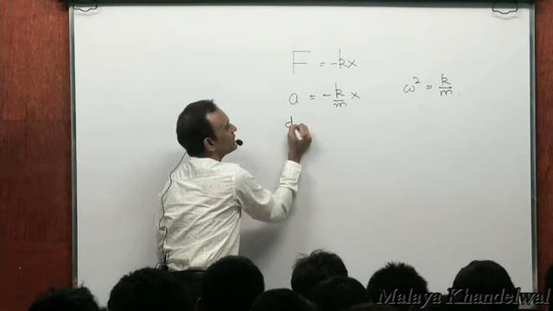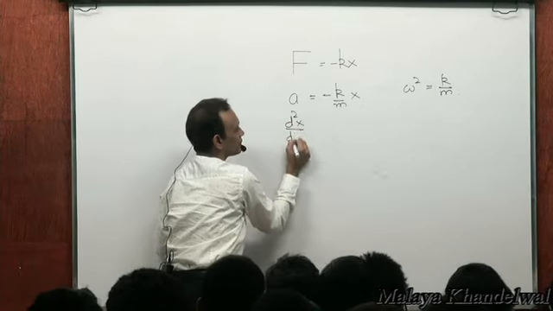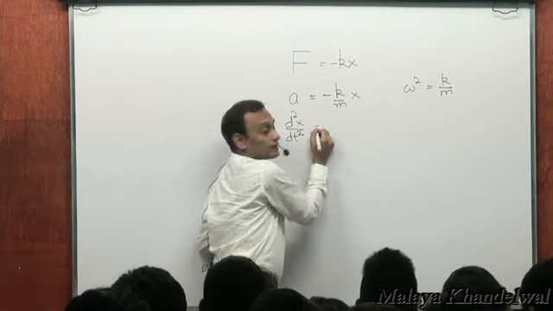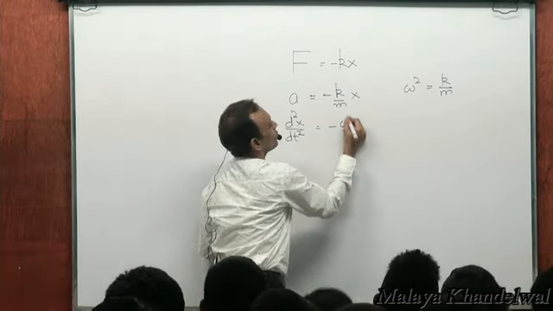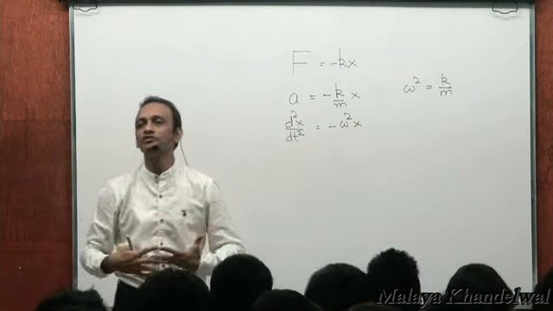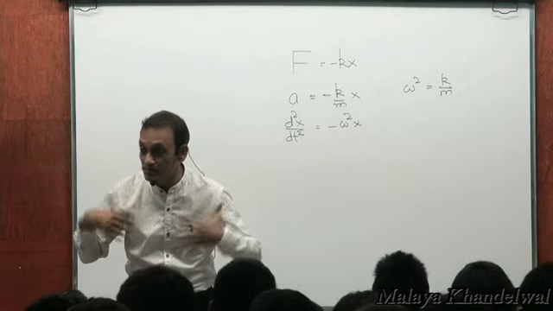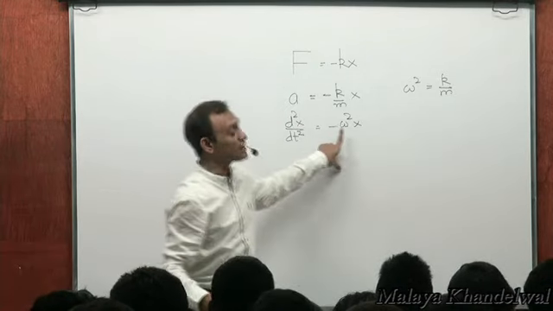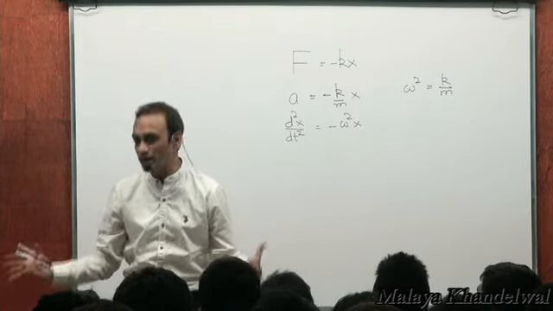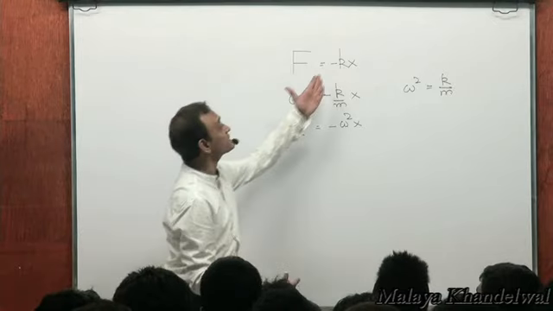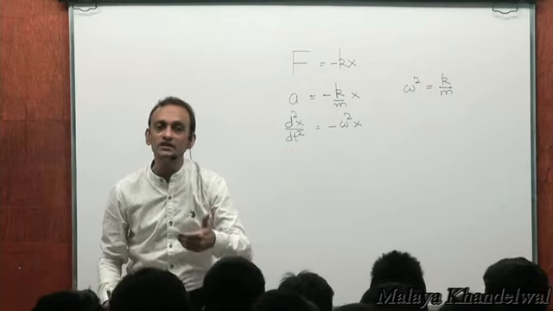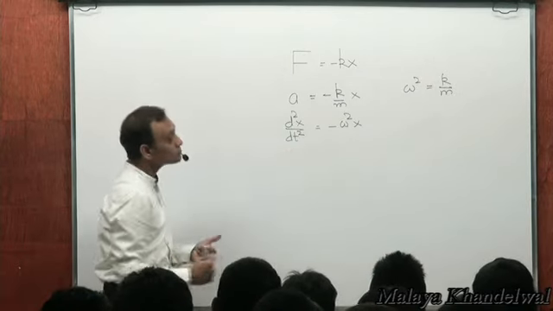This a was actually d2x dt2, the acceleration of the particle with respect to time. That's equal to minus omega squared x, right? This was the differential equation associated with simple harmonic motion. Omega was referred to as the angular frequency. The point where the net force was 0 was the equilibrium position or the mean position. In this case, F is 0 at x equal to 0.